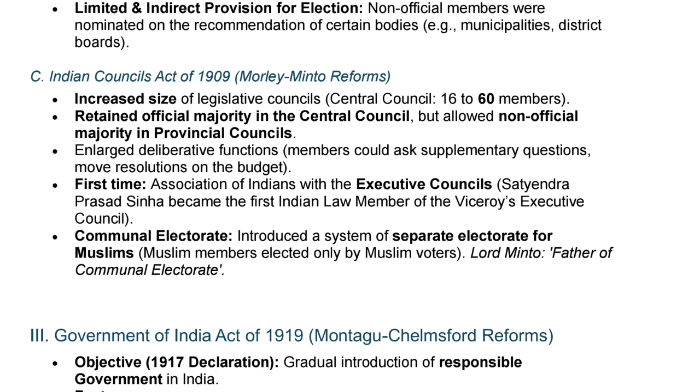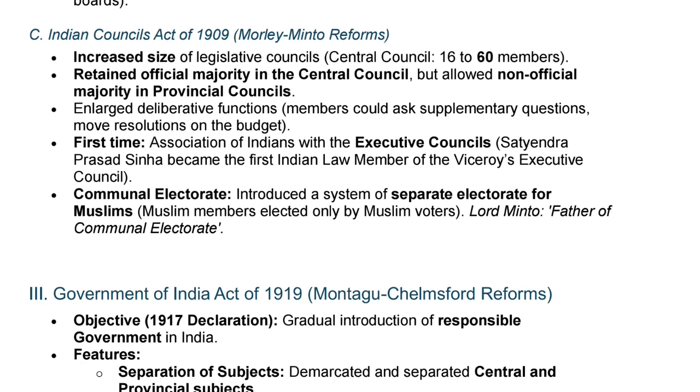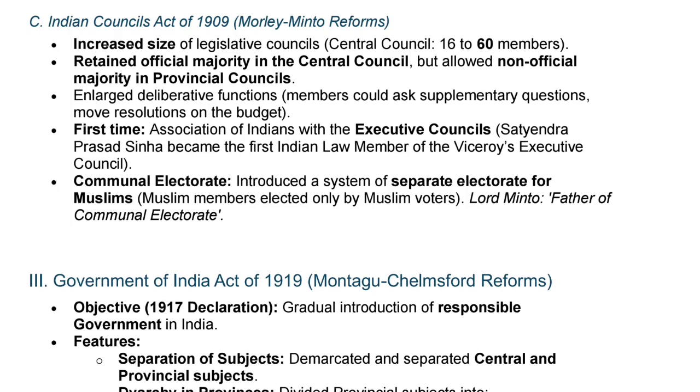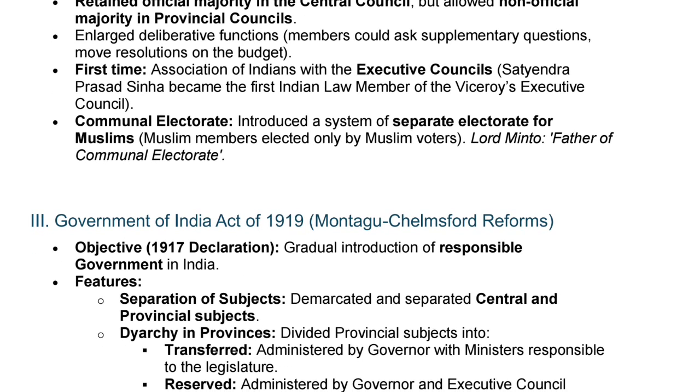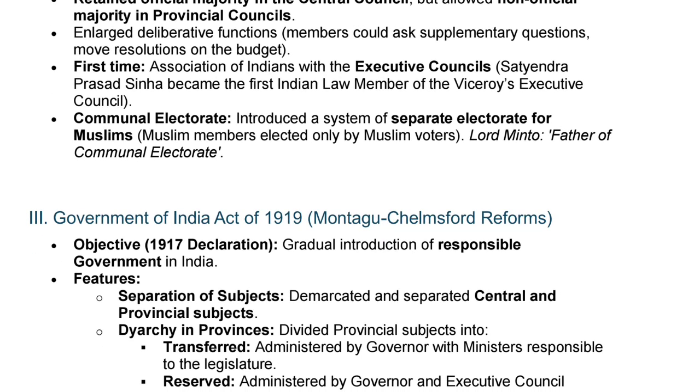C. Indian Councils Act of 1909, Morley-Minto reforms, increased size of legislative councils, Central Council, 16 to 60 members. Retained official majority in the Central Council, but allowed non-official majority in provincial councils. Enlarged deliberative functions, members could ask supplementary questions, move resolutions on the budget.